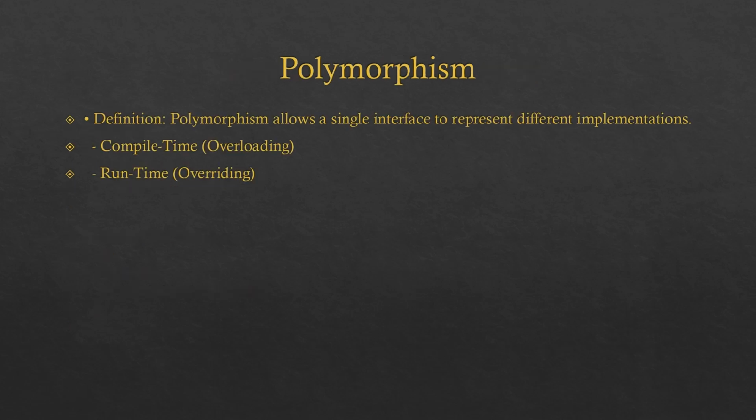Now let's talk about polymorphism. Polymorphism allows us to treat objects of different classes in a uniform way. There are two main types of polymorphism: compile-time polymorphism or overloading, and runtime polymorphism or method overriding.